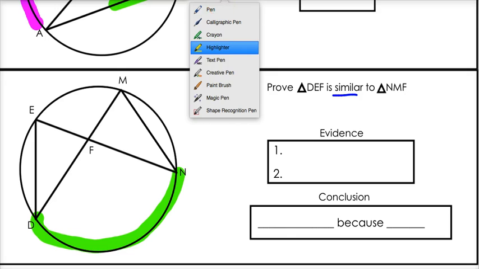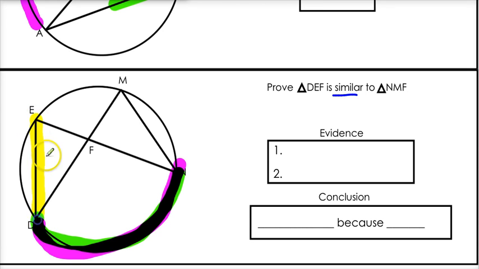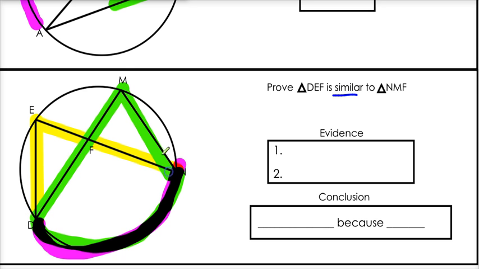Anyway, so this arc right here is, you know what, let's do it in purple. I want to stay consistent. Okay, we got our arc right here. This arc right here is actually intercepted by two angles. We have angle E that intercepts this arc, and I have angle M that intercepts this arc, right? These two angles both intercept this same arc right here. So I know that angle E and angle M are congruent. So let's mark that. Angle E is congruent to angle M.